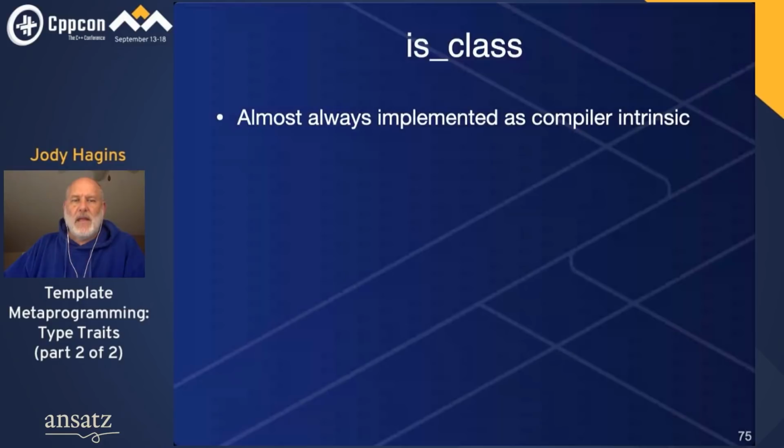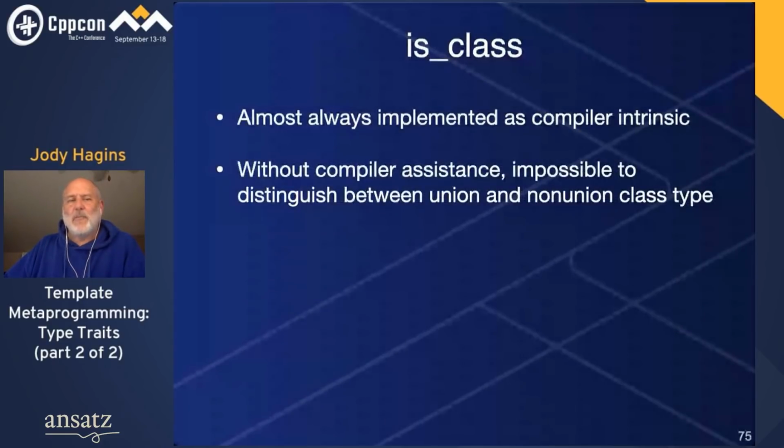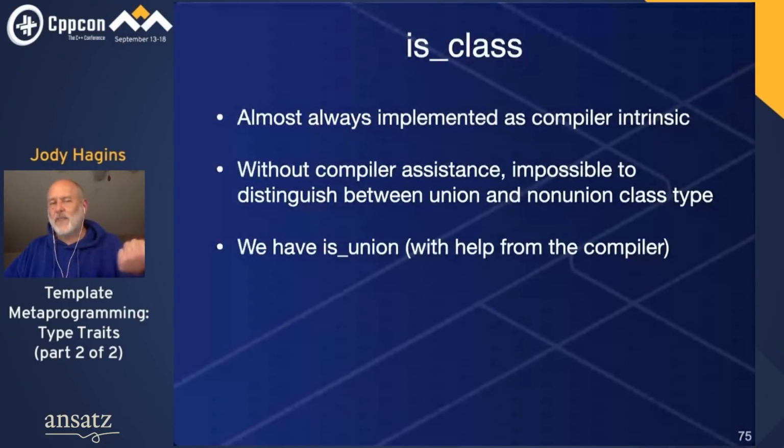And without the compiler assistance, it's kind of impossible to distinguish between union and non-union class types. But we already have is-union. I mean, we just saw is-union. We got help from the compiler to implement that one. And there's some interesting things that we can learn in implementing is-class.